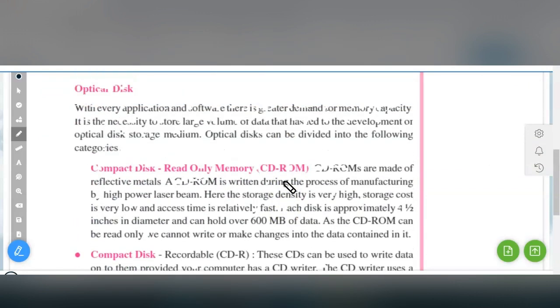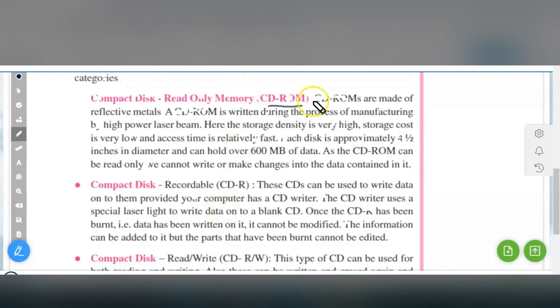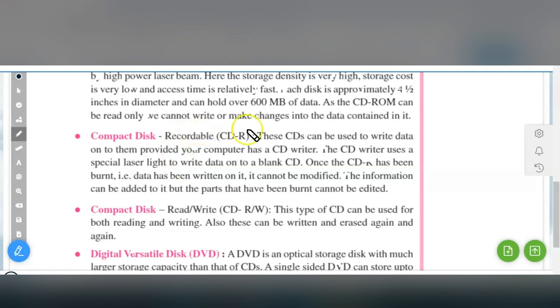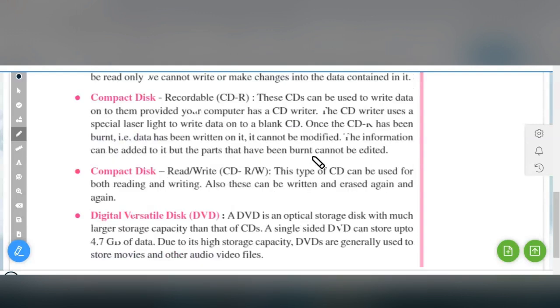Next one is optical disc. Under optical disc, you have got CD-ROM. CD-ROM is written during the process of manufacturing by high power laser beams. Next one is recordable CD. That is, the CDs can be used to write data onto them provided your computer has a CD writer. If you have a CD writer in your computer, it helps to record some information.